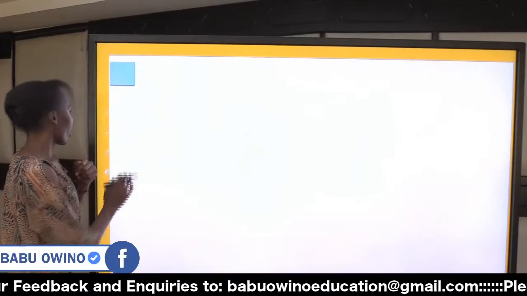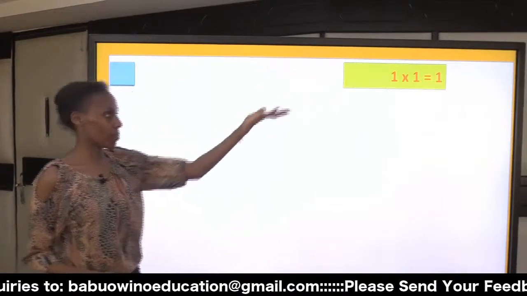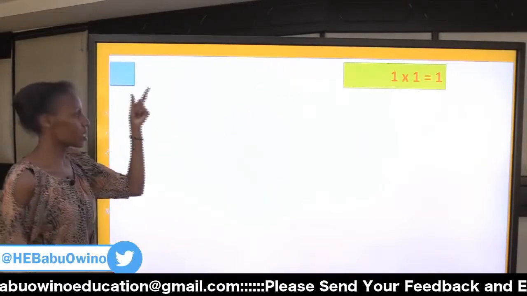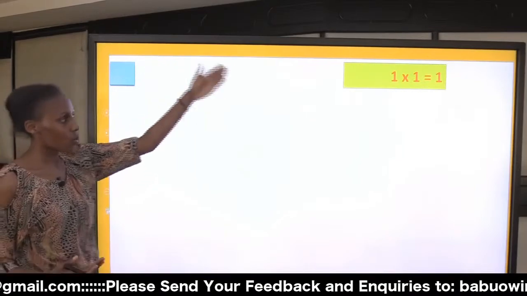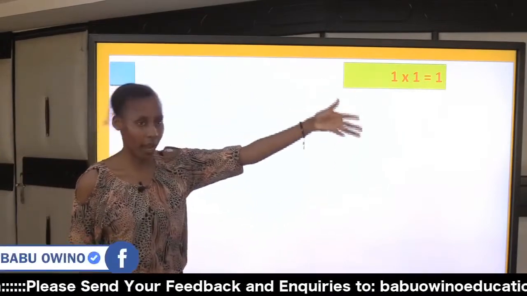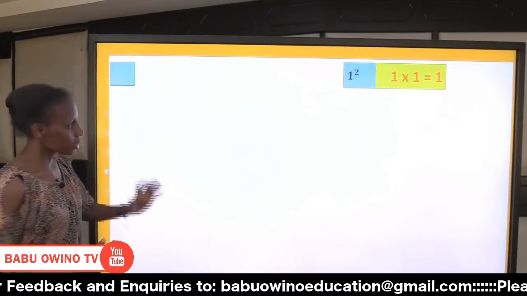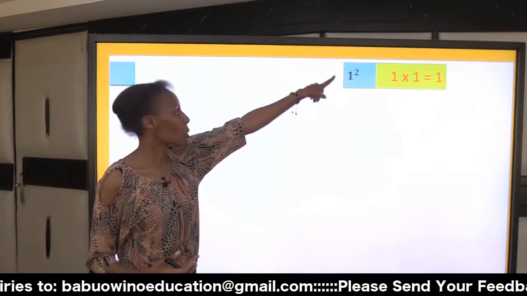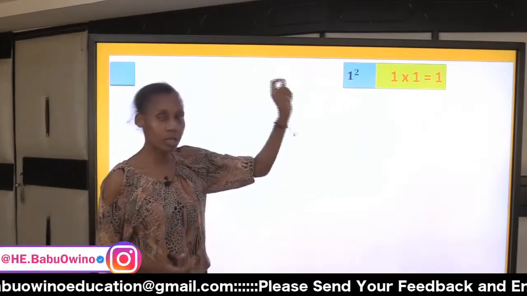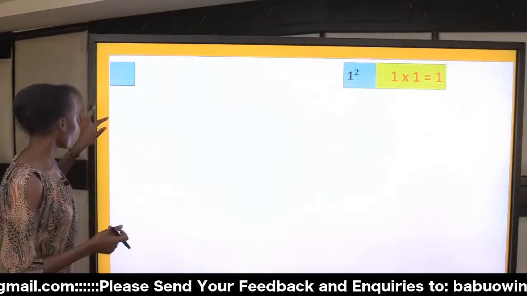Now to get the area of that square, we normally say 1 times 1 because we are assuming from here to here is 1 unit and from here to here is another unit. So 1 times 1 you get 1. In other words, what have we done? We have just multiplied 1 by itself and we call it a square. So we write it as 1 and a small 2 on top to show that it is a square.